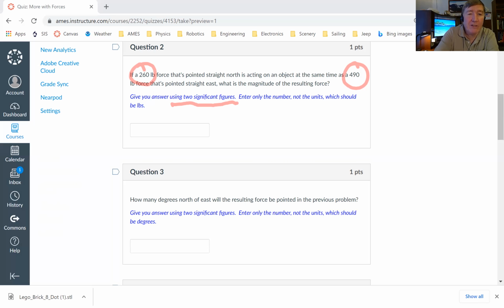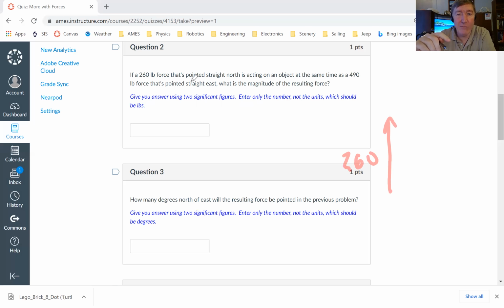Okay. But it looks like everybody pretty well agrees that the answer here is 550, and everybody got it, well, except for a couple who admitted that they didn't understand where to put the numbers. Okay, so let's talk over just really briefly where to put the numbers. Okay, so let me clear this out. So what have we got? We've got a force that's going straight north, and it's 260.